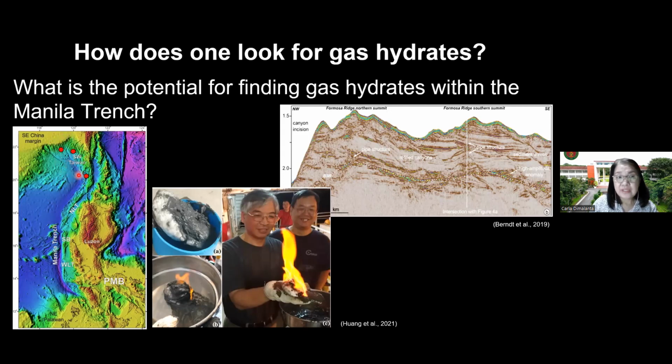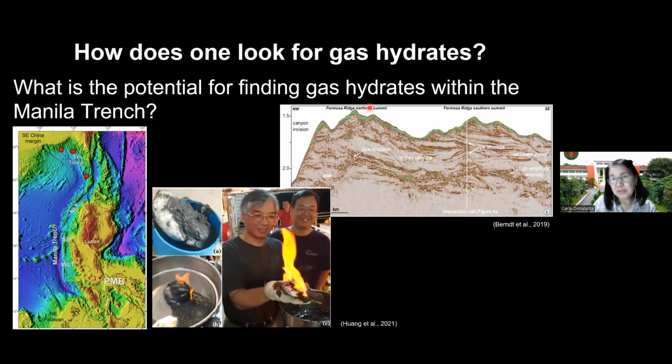And you can see that southwest Taiwan is very close to the Manila Trench. So the work that we did was for the Manila Trench area here. If they were able to find gas hydrates in southwest Taiwan, given the similarities in the geologic configuration between Taiwan and the Philippines, then maybe we also might potentially find gas hydrates within the Manila Trench.